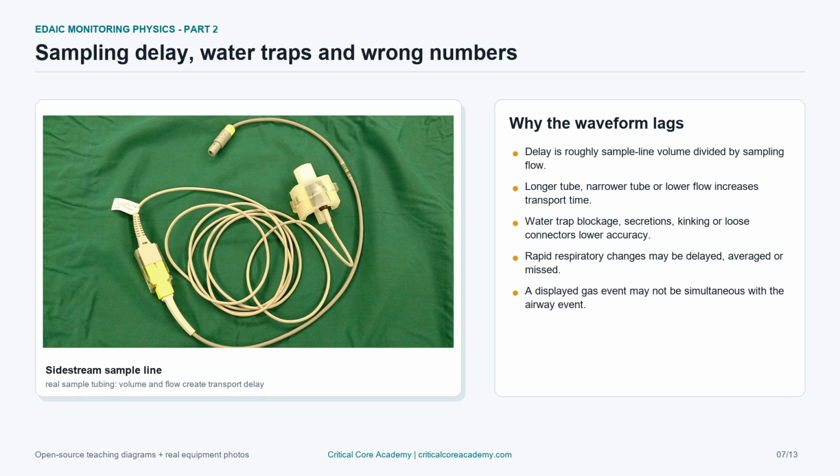The longer and narrower the sample line, and the lower the sampling flow, the greater the transport time. Water, secretions, kinking, leaks, or a loose sampling connection can reduce waveform amplitude or create falsely low concentrations. For EDAIC, do not just say sampling delay. Say what it changes. The displayed event lags behind the airway event, and rapid respiratory changes can be smeared or missed.